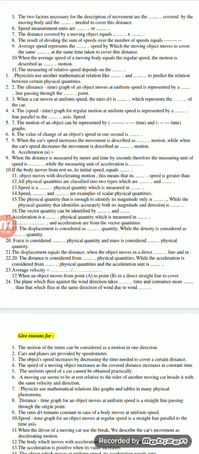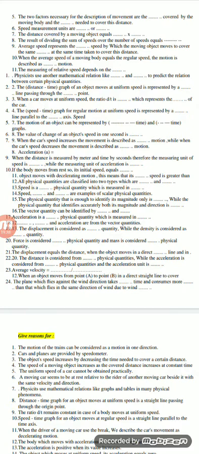Number 9. When the distance is measured in meters and the time in seconds, therefore the measuring unit of speed is meter per second. The measuring unit of speed is meter per second when the distance is measured in meters and the time in seconds. In this case, what will my acceleration be measured in? Meter per second squared. Number 10.